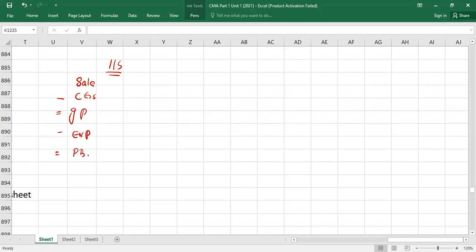Profit before interest and tax. You will deduct interest first. This will give you profit before tax. Then you will deduct what? Tax. This is your net income. Right or wrong? Because whatever I explain is as per US GAAP, which we are studying. Right?